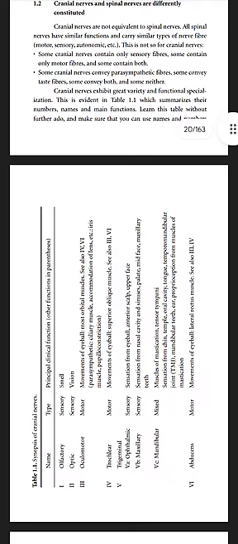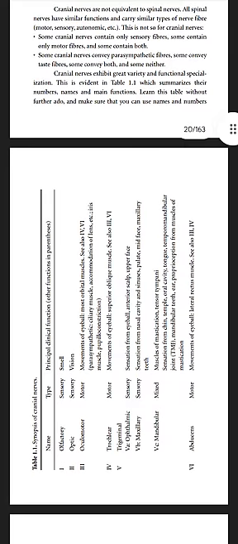Cranial nerves exhibit a great variety and functional specialization. This is evident in the table which summarizes their numbers, names, and main functions. Learn this table without further ado and make sure that you can use the names and numbers. Name, type, principal and clinical functions.